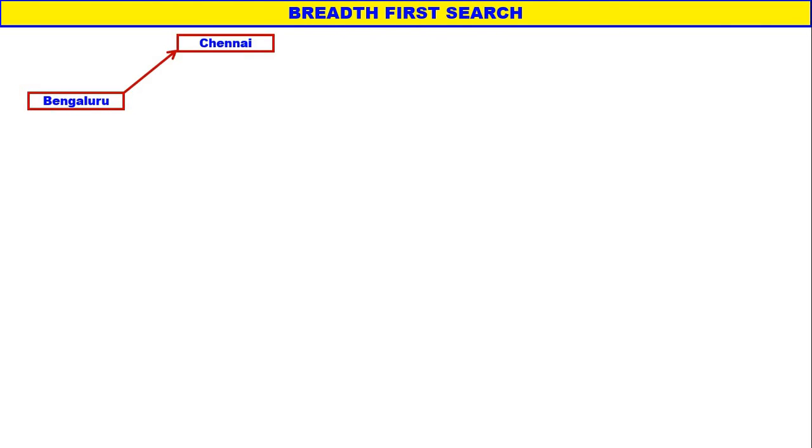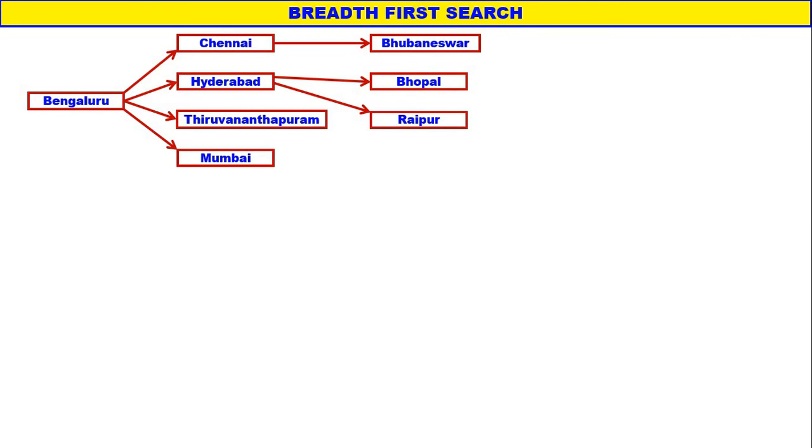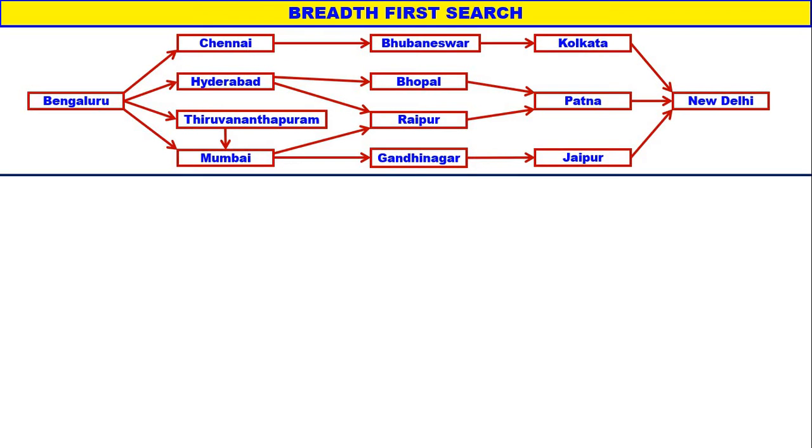Bengaluru, Chennai, Hyderabad, Thiruvananthapuram, Mumbai, Bhubaneswar, Bhopal, Raipur, Gandhinagar, Kolkata, Patna, Jaipur, New Delhi. So this is our graph. Let us see how we traverse this graph using breadth first search.